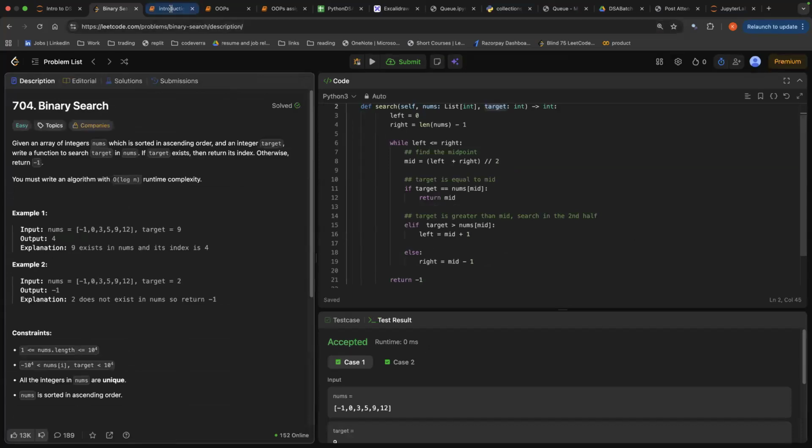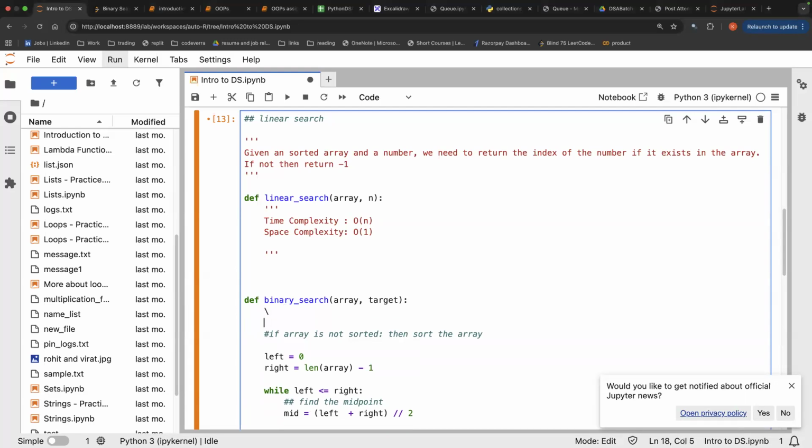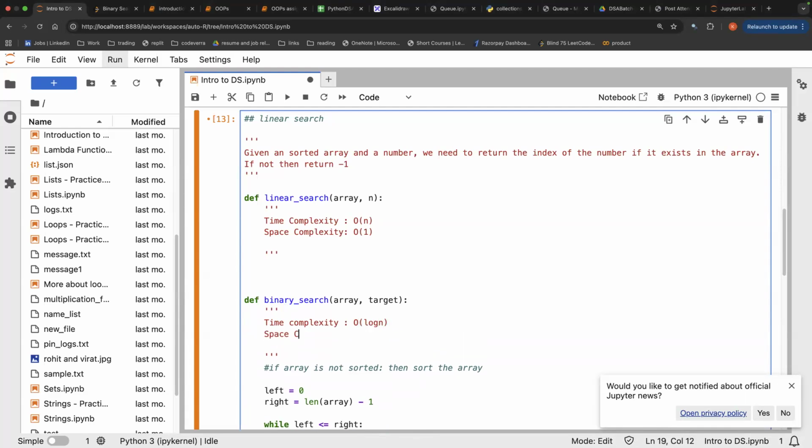Yes. Okay. Can you write the same logic using linear search? If you have to write using linear search, how would we have written it? Just for practice. This time complexity is O of n, guys. We spent a lot of time on this, okay? O of log n and space complexity is O of 1.